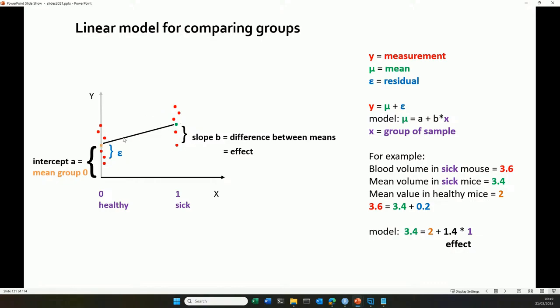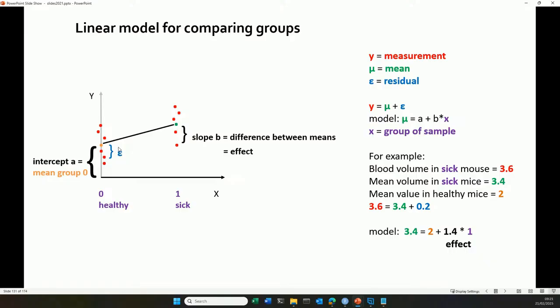LM will fit the line. Fitting the line implies that you're going to solve this equation. This is the equation that represents a line, a plus b times x. What LM will do is try to find the optimal parameters a and b, so the best values for these two parameters. The parameters are found because it searches for the line that gives the smallest residuals. And remember, the residuals are the difference between your data and the line. So it will search for the line that gives the smallest residuals.